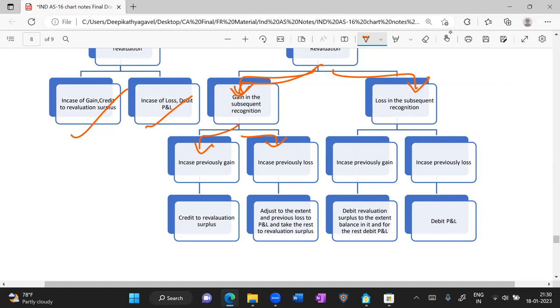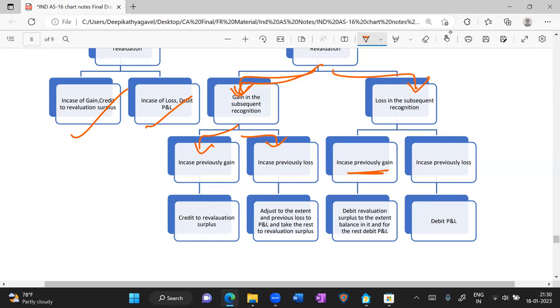Similarly, in case you have a loss in the current year, with subsequent recognition being done, see whether in the previous year there was a gain or a loss. If in the previous year there was a gain, what would you have done? You would have taken it to your OCI, to your revaluation surplus. This year you have a loss. So the standard is telling that to the extent of the loss, debit your revaluation surplus account. If there's an excess of loss even after adjusting, then you take that to your P&L. And if there was a loss in the previous year and this year also there's a loss, you have no other option. This year's loss also will be directly taken to your P&L.